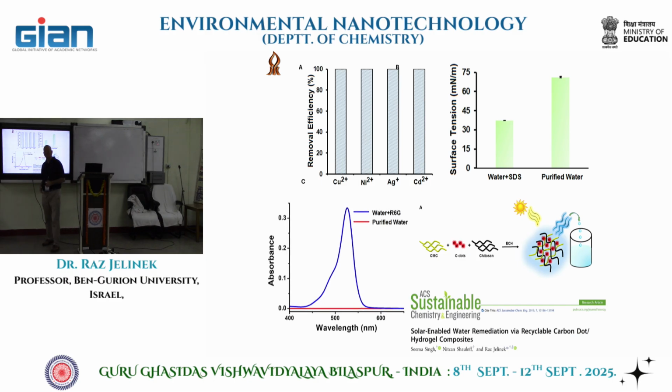This is another example of an organic pollutant that has a color, a visible color. It's called R6G. You see very high absorbance. You get water which is actually red with this contaminant. But again, after we purify the water with our special gel with carbon dots, nothing. We cleaned the water completely. Very nice.